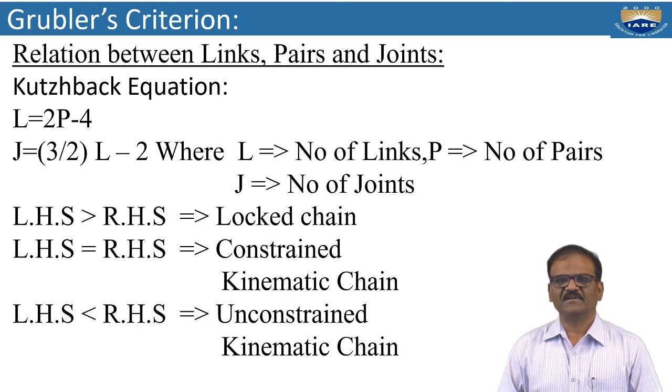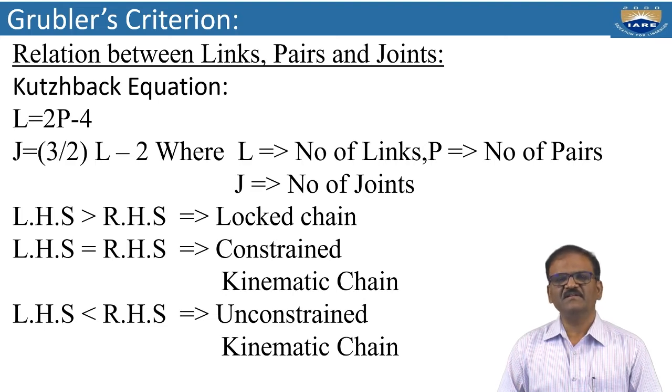Before going to Grubler's criteria, we will look at the Kutzbach equation also, where L is equal to 2p minus 4 and J is equal to 3 by 2 into L minus 2, where L is the number of links, P is the number of pairs and J is the number of joints.